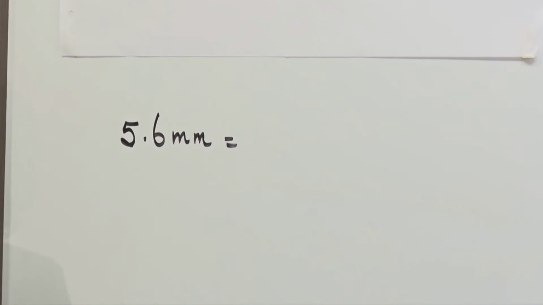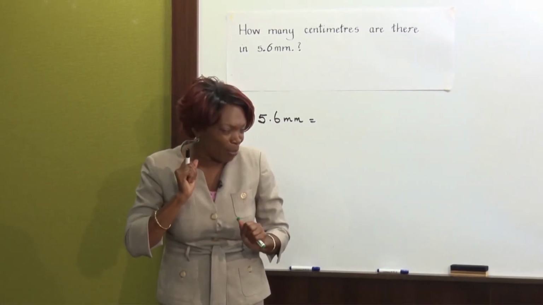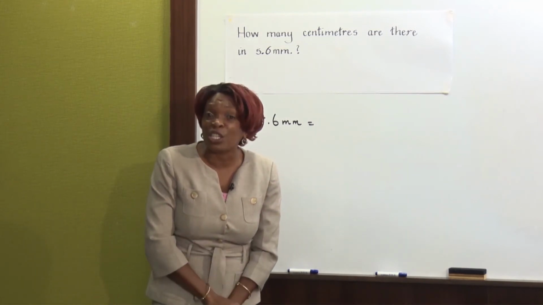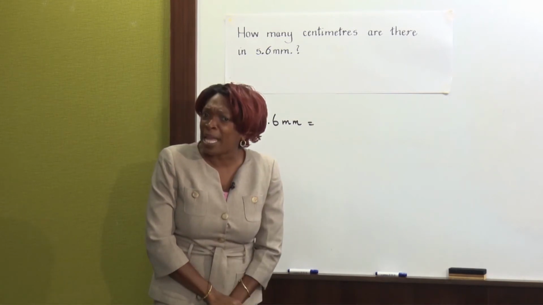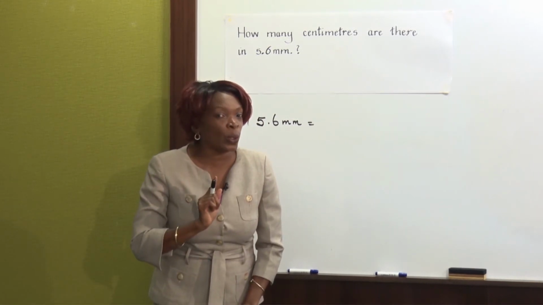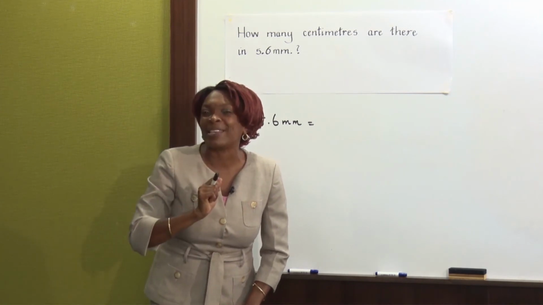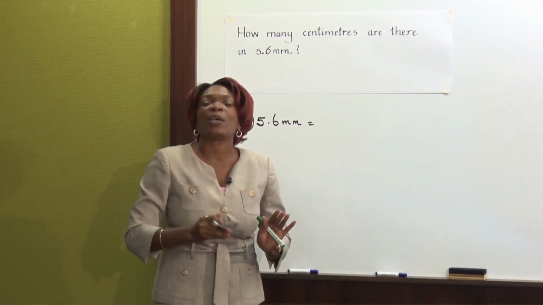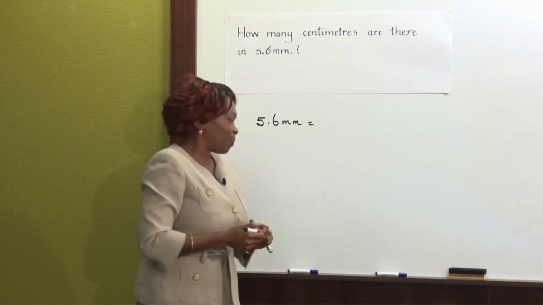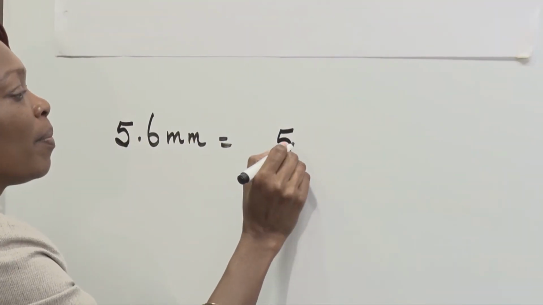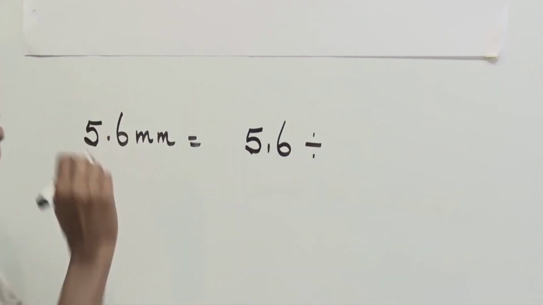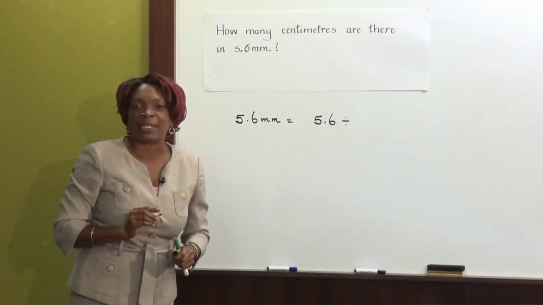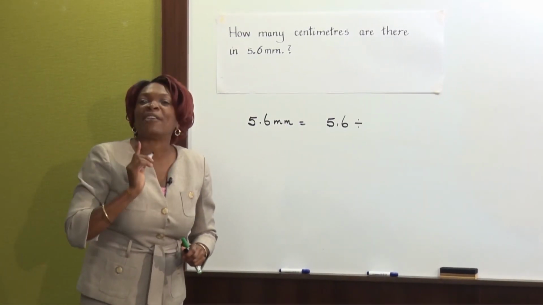The question is, what do we do? Can you remember what to do? What do we do when we change from a smaller unit to a larger unit? Do we multiply? No. This time we do the opposite. We divide. When we are changing from a smaller unit to a larger unit, we must now divide. Now the question is, divide by what? How many millimeters are there in a centimeter? The answer is 10. So we divide by 10.